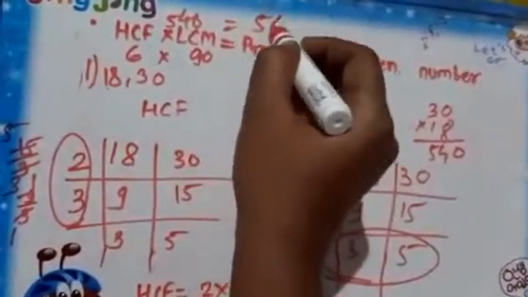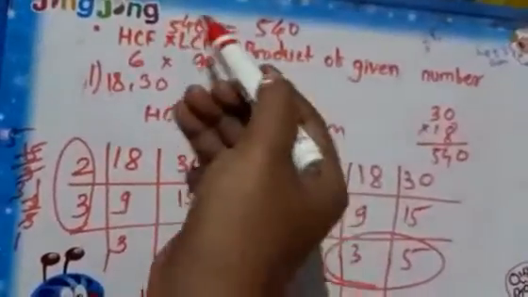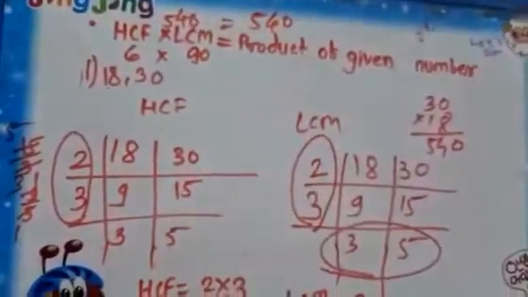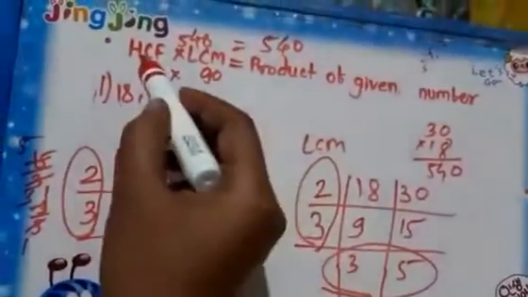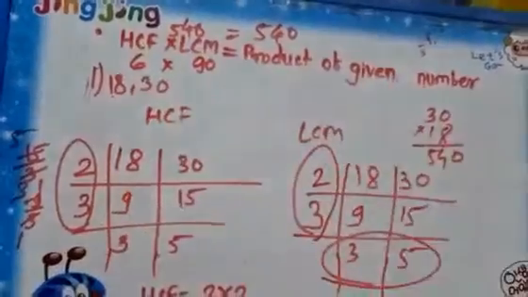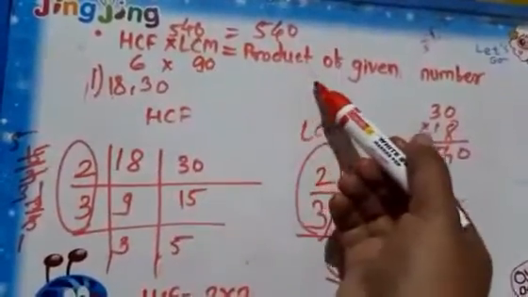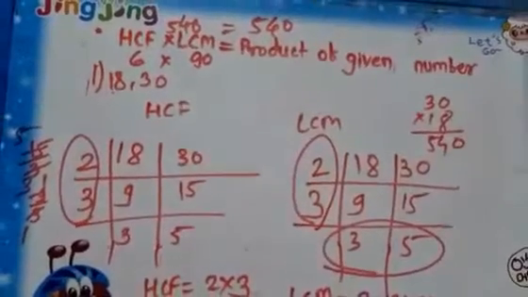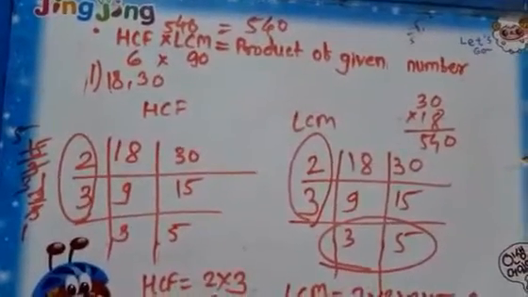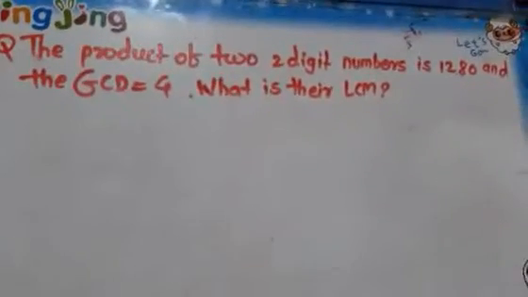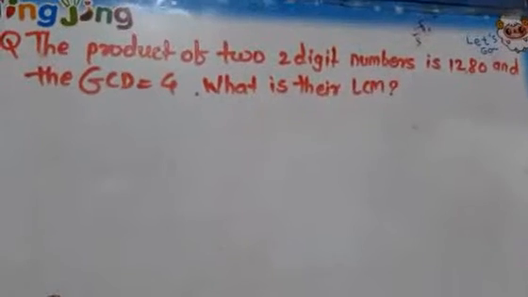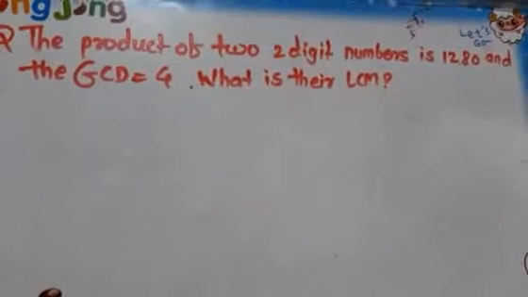So here also 540, means both sides are equal. What does it indicate? This law is correct. HCF into LCM is giving the product of the given numbers. These both terms are equal. Based on this law, examples also we can solve.